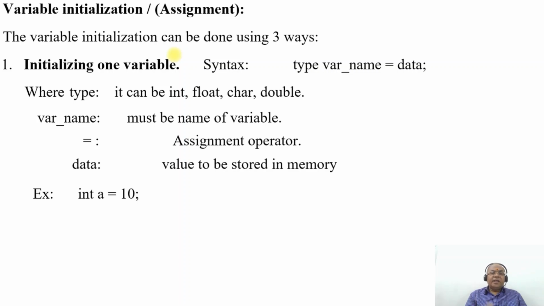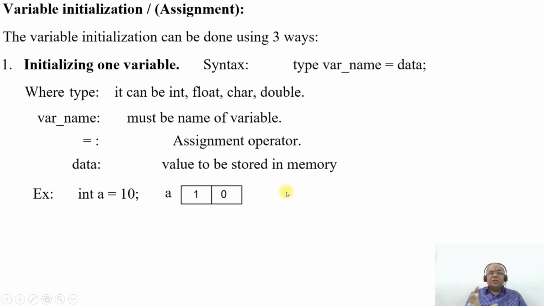For example, if I say int a is equal to 10. So what is int? Int is the type of the variable, so it's an integer variable. An integer variable is one that does not contain any decimal point. If you see here, the data, which is 10, does not contain any decimal point. A is the variable name and equals is the assignment operator.